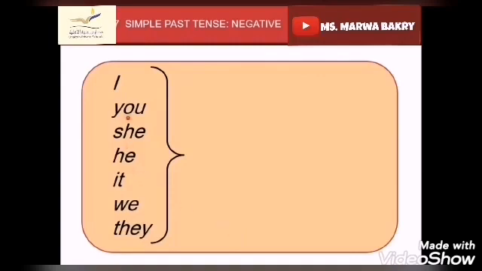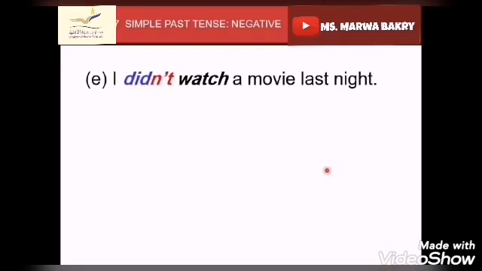With pronouns like I, you, she, he, it, we, they, to make the negative form we use what? Did not, excellent, plus the main verb, okay? We said before that the main verb means the infinitive form of the verb. We can also say, I didn't watch a movie last night. Didn't here is a contracted form of did not.